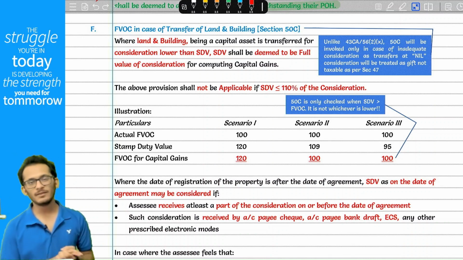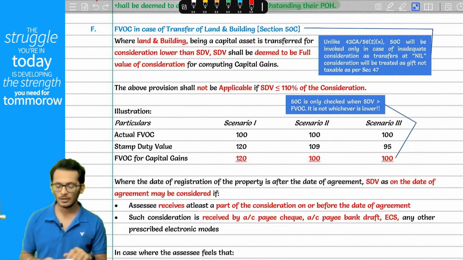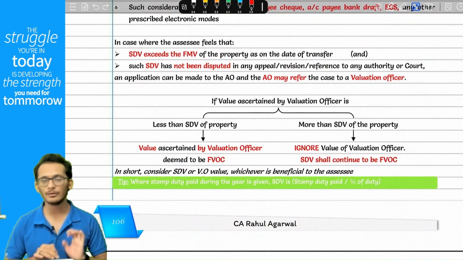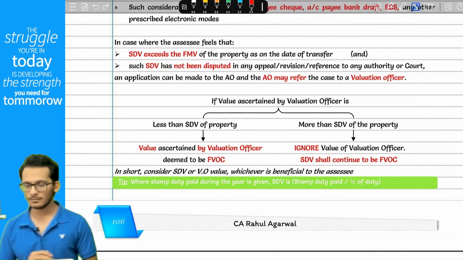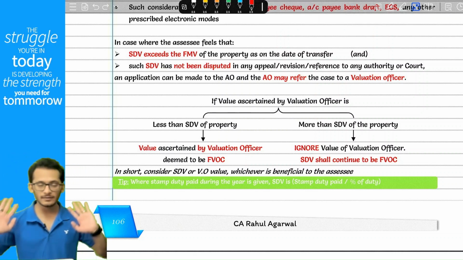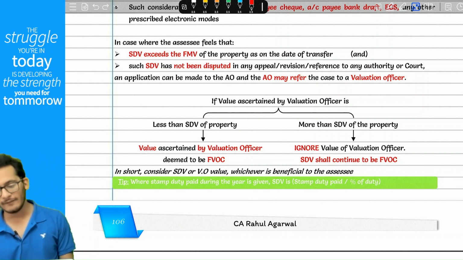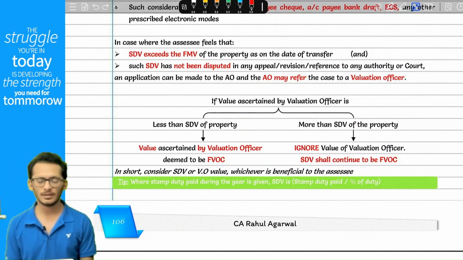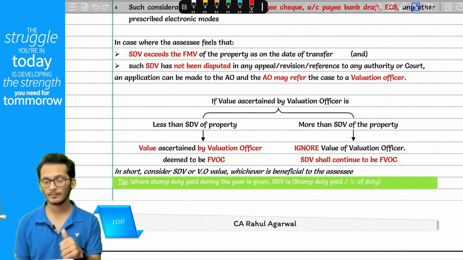Rahul, I am not happy with the stamp duty value. I can go and approach valuation officer. If I approach a valuation officer and valuation officer gives me a lower value, I will take the lower value. If the valuation officer gives higher value, I will assume the value to be stamp duty value. In simple words, it is stamp duty value or valuation officer value, whichever is lower.